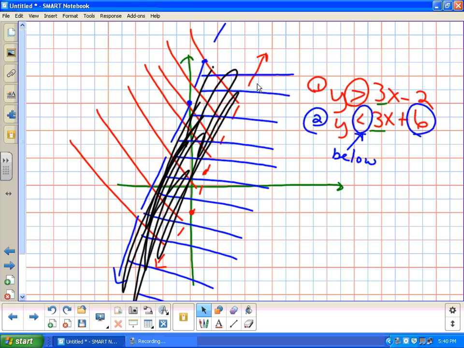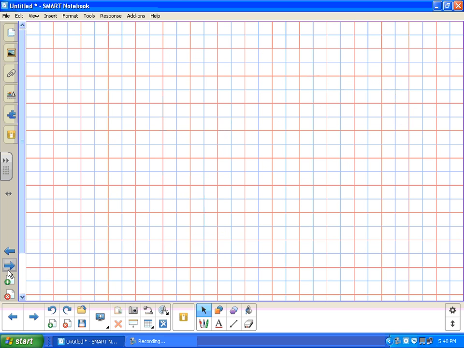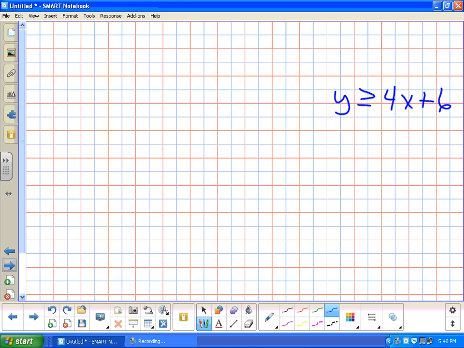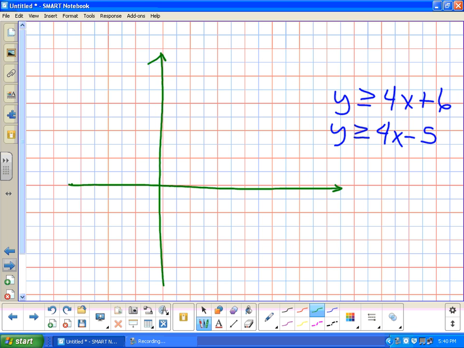Finally, I have one more example to show you. I'm graphing the two lines y is greater than or equal to 4x plus 6, and y is greater than or equal to 4x minus 5. You'll see that we have one more example showing parallel lines. So we have a third case to show you. Remember, the first case was no solution. There was no double shaded area. The second case was shading between the two lines. Let's see what we have here.